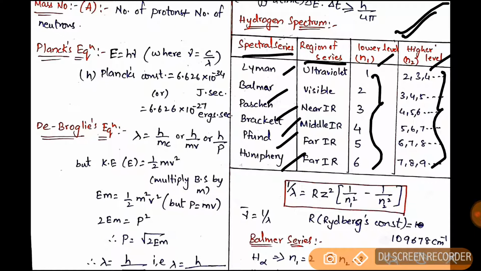And coming to the hydrogen spectrum equation, so this is the equation. Before knowing the equation, you should know that wave number, that is nu bar, is equal to 1 by lambda. So you could write this equation like this: nu bar is equal to 1 by lambda is equal to R into Z square into 1 by n1 square minus 1 by n2 square, where R is this Rydberg's constant.